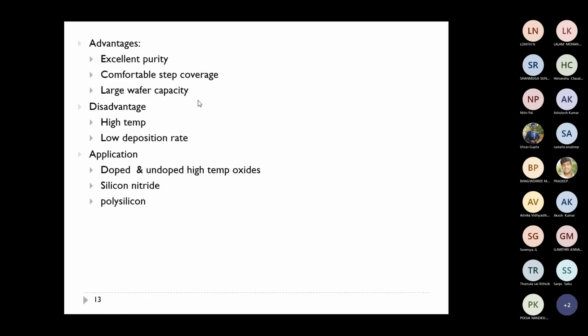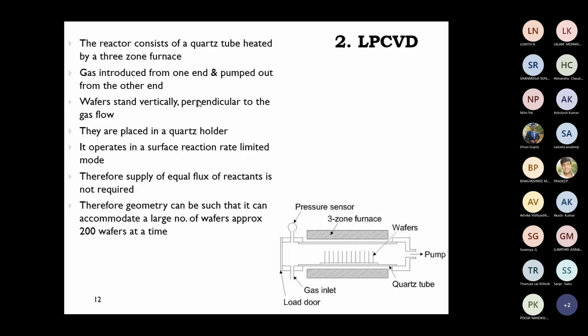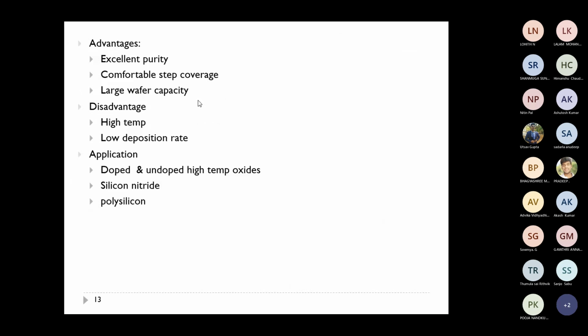And this is basically a high temperature process, and high temperature is being generated during heating. Also, the deposition rate is low. Applications are doped and undoped high temperature oxides, silicon nitrides, and polysilicon.